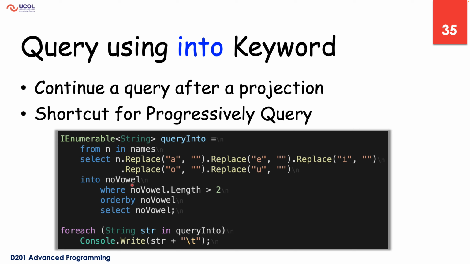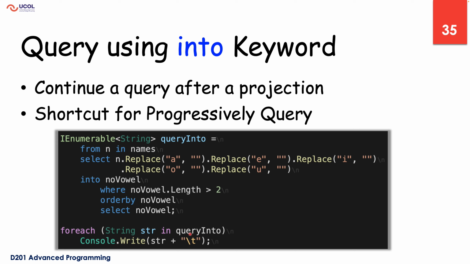Now what do we mean by this? It means that the result of that particular query goes as input into this next query. The sequence returned by the first one goes as an input into noVowel. And then we say where noVowel.Length is greater than 2, orderby noVowel, ordering in alphabetical order, and then we select noVowel.